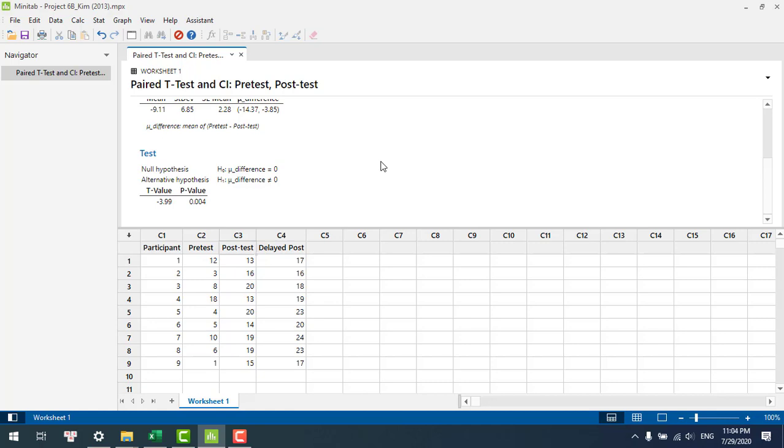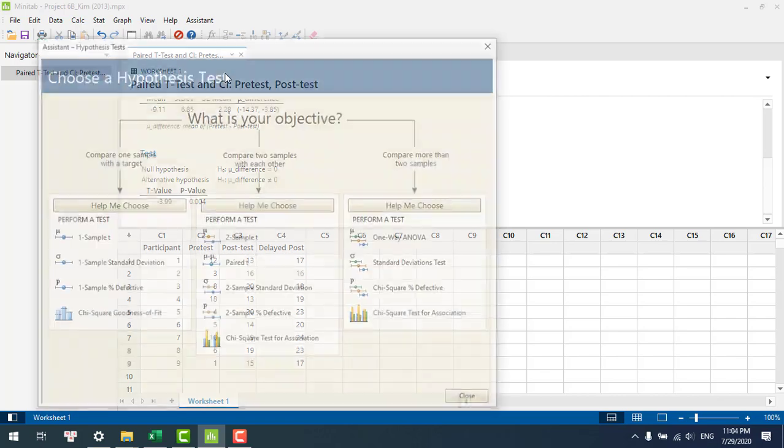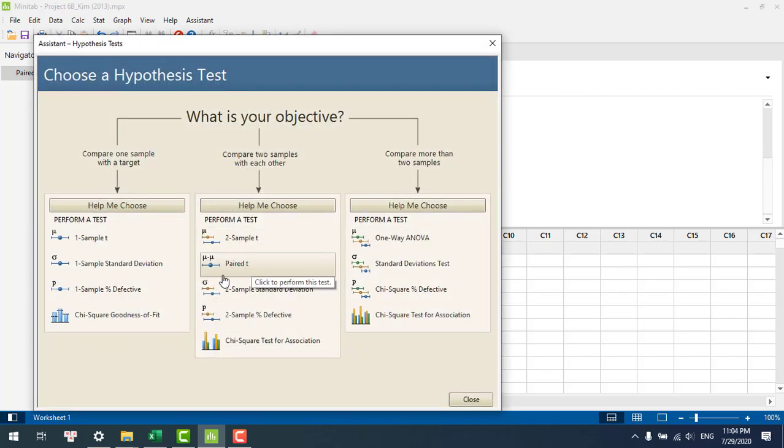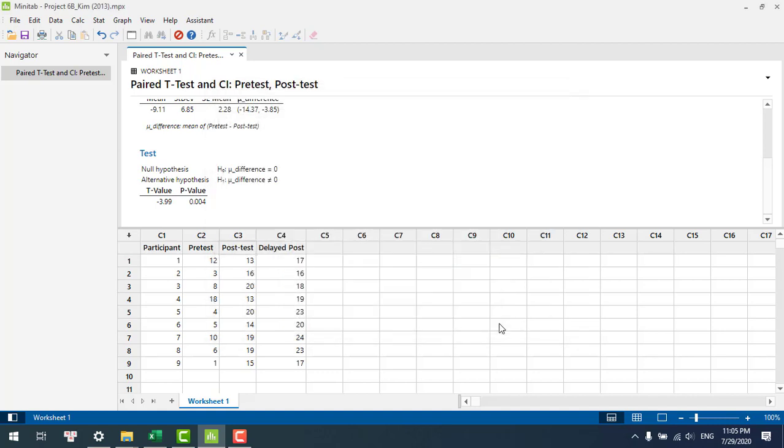Okay. Now notice that in this case then we ran a paired t-test. Now as always we are going to run the Assistant, and if we run the Assistant we go to Hypothesis Tests, and in this case we have a paired t-test. We're going to run the Assistant paired t-test. We have two measurements, a pre-test and a post-test, and we are comparing here: is the mean of the pre-test different from the mean of the post-test? So that's the setup that we want. It's always set up for a 95% confidence interval, so we're fine, and we click OK.